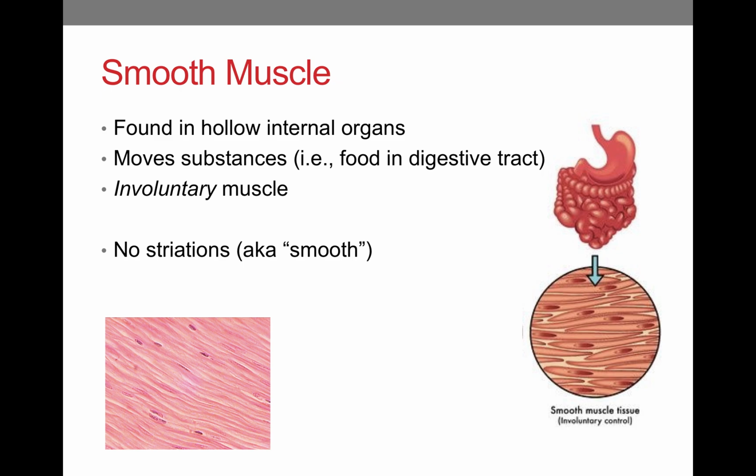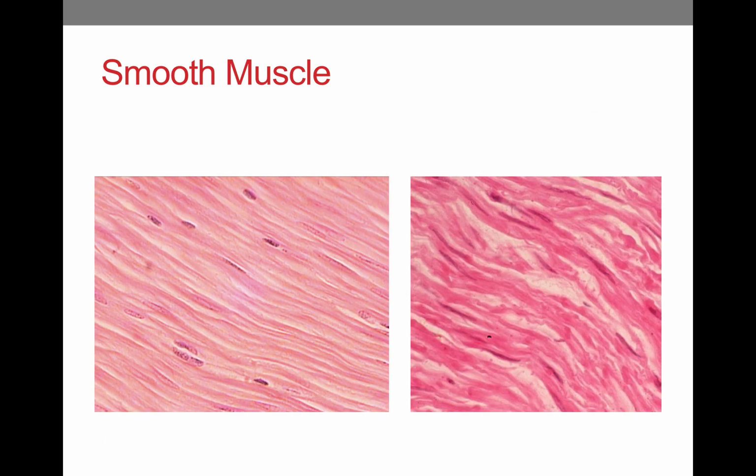Moving on to smooth muscle tissue. Smooth muscle tissue is called smooth because it doesn't have striations. So you can see the muscle fibers run long ways, but there are no little lines going in the opposite direction. Smooth muscle is found in our hollow internal organs, and its movement is to move substances. So for example, smooth muscle is what moves food through your digestive tract. This is involuntary muscle. You cannot control how quickly food moves through your digestive tract, therefore it is involuntary.